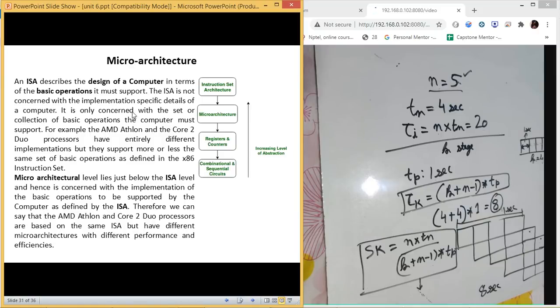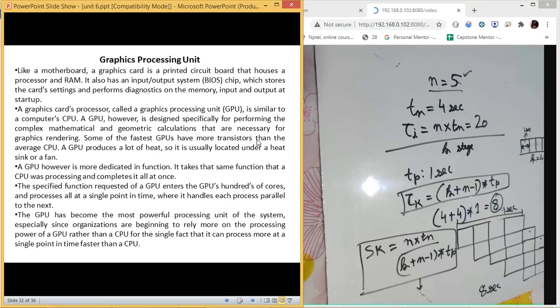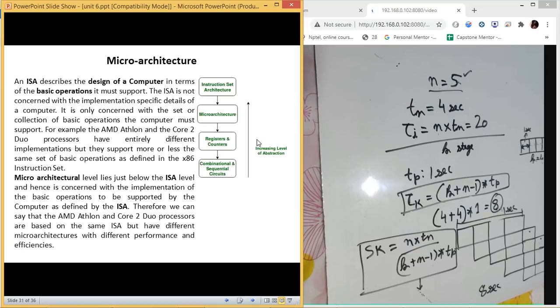The next topic is micro architecture, and we will start with the micro architecture and graphic processing unit in the next class.